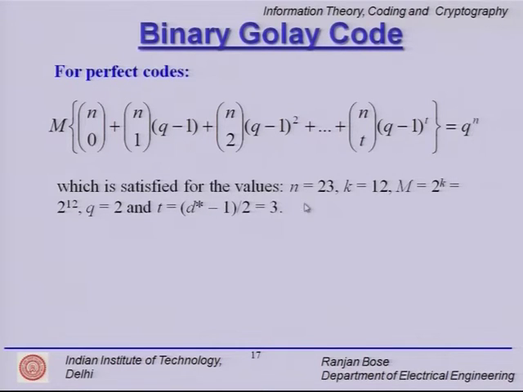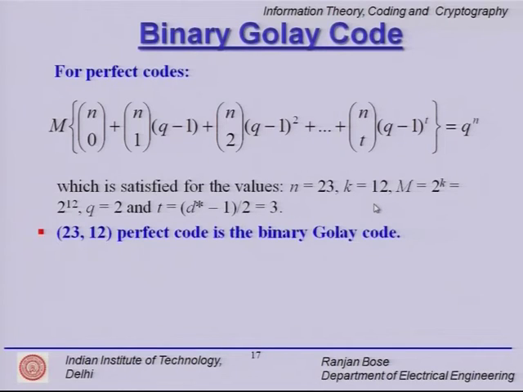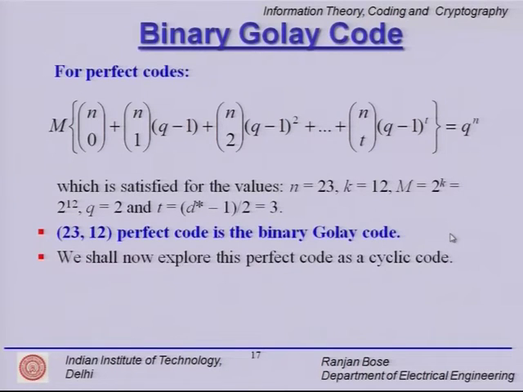So, maybe there is a possibility that n is equal to 23, k is equal to 12. So, a (23,12) code exists. Golay was the first one to find this, and a (23,12) perfect code exists and is called the binary Golay code. Now, we will explore this perfect code as a cyclic code.